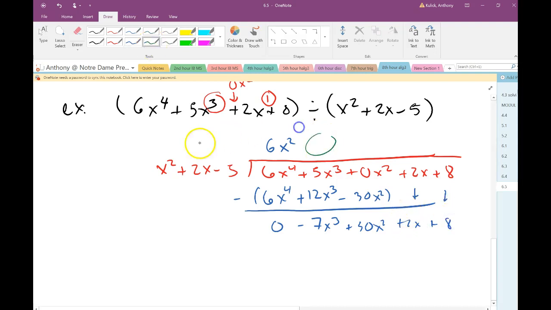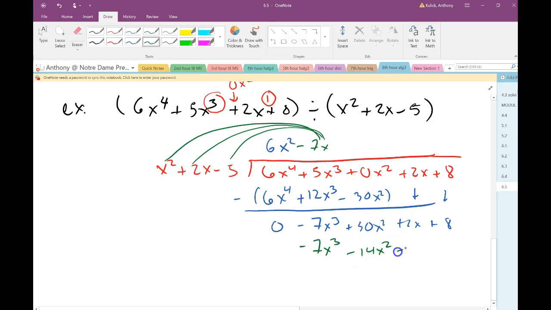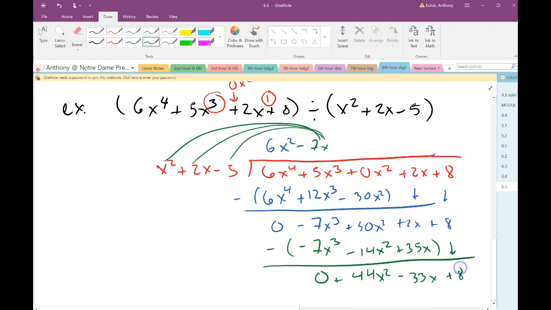And then I ask, what times x squared gives me 7x cubed? The answer is negative 7x. And I multiply that then to all 3 pieces. So negative 7x cubed minus 14x squared plus 35x. And then I subtract down. I get 0. 44x squared minus 33x. And I'll bring that 8 down.